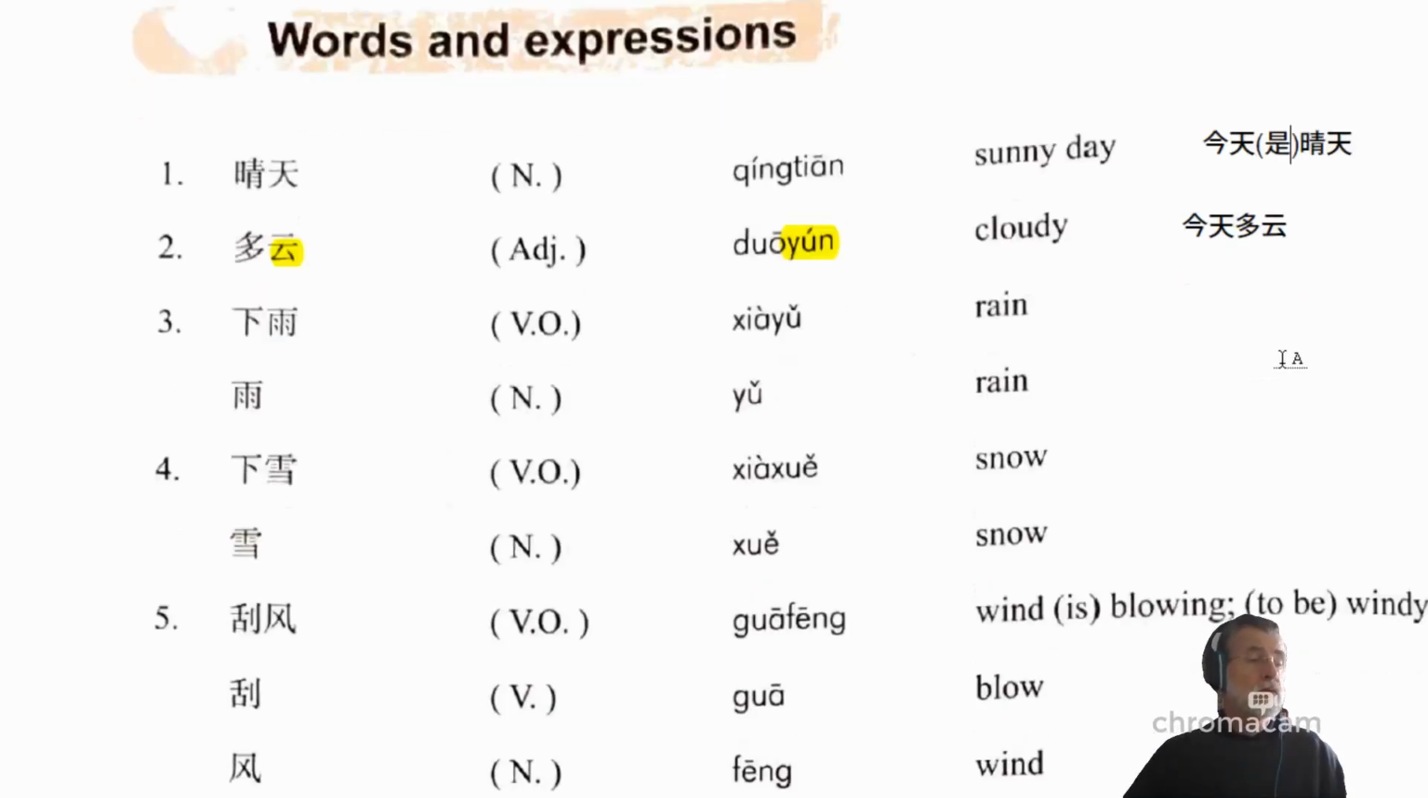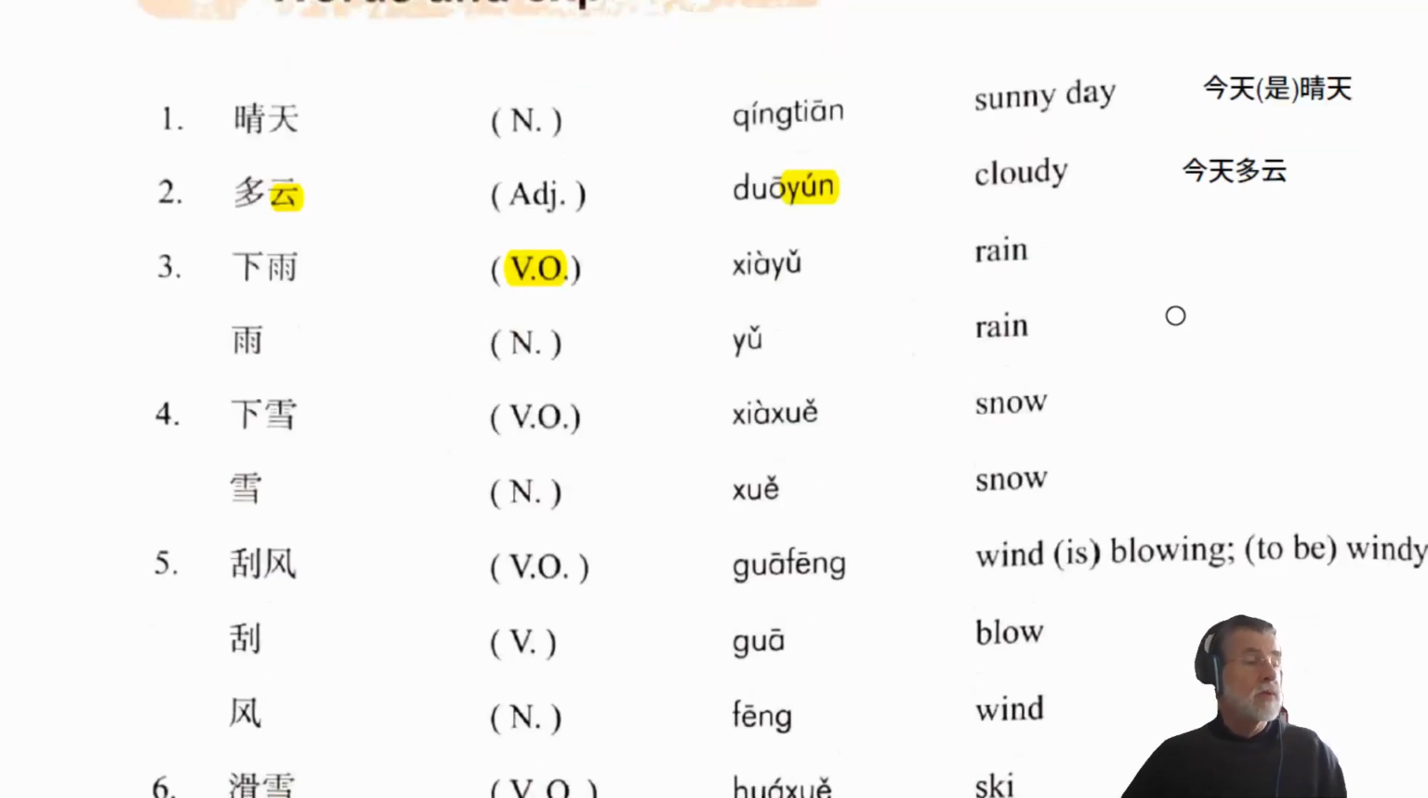Okay, moving on to rain. Well, it means rain in the sense of verb, as you can see there. It said it's a verb object. We've talked about that before, the combination of two characters, one of which is a verb, one of which is an object. And we've learned this expression before, 下雨. So really what they mean here is to rain. And clearly here they're identifying the noun part of that as rain, 雨.